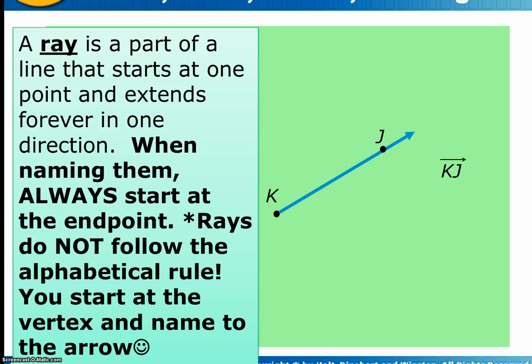A ray. A ray is just a piece of a line that starts at one point and extends forever in only one direction.